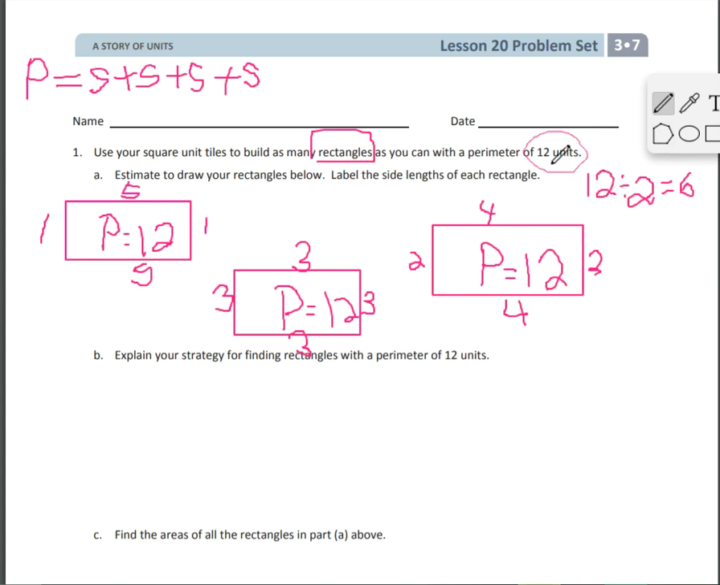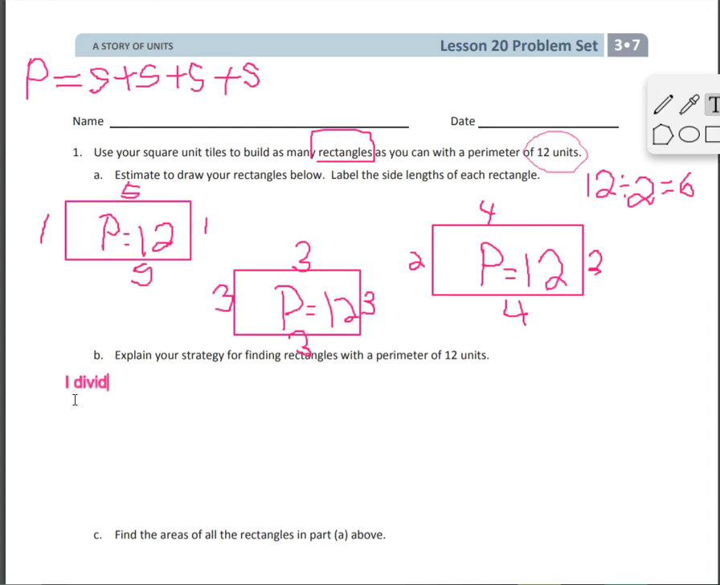So when we have an even number for a perimeter, what we always want to do is divide that number by 2, so that we have 2 sides labeled. Now for this bottom part where it says explain your strategy for finding rectangles with a perimeter of 12 units, please make sure that when you're on Seesaw you're using the text feature and not trying to free write this because that's going to be very difficult. Click the little box with the T.